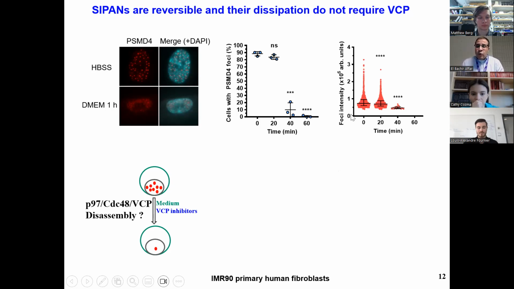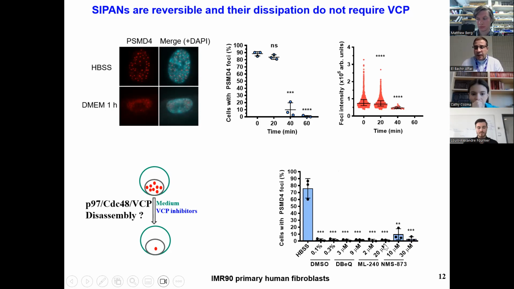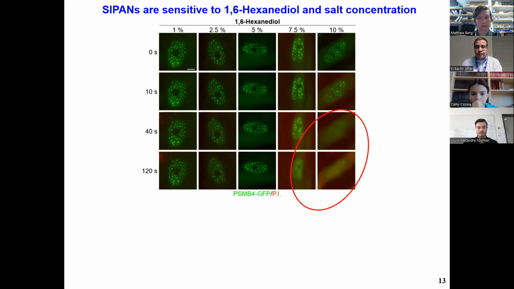And we took advantage of this assay to determine whether the VCP, the P97 chaperone, is required for the dissipation of these foci, and the response is no, because we used different inhibitors at different concentrations, and we cannot prevent this foci dissipation with these inhibitors.